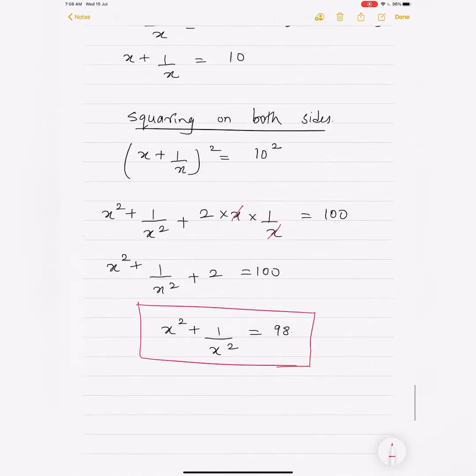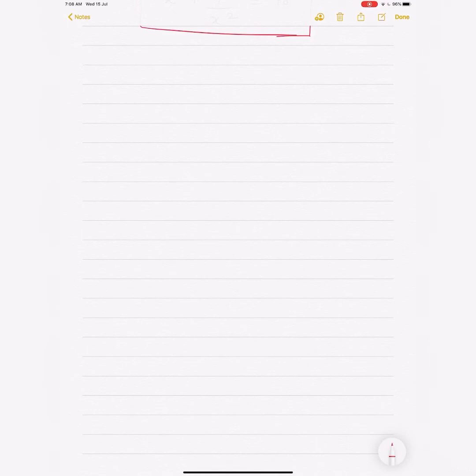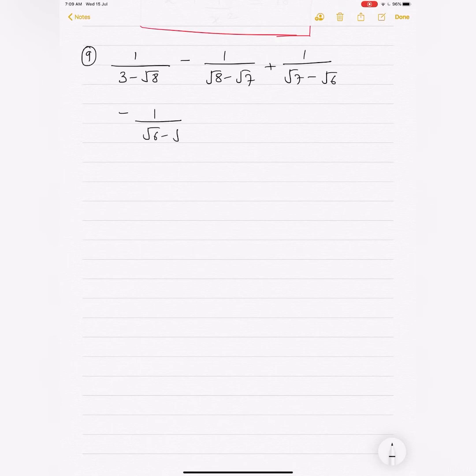Now sum number 8 is over. So now sum number 9. Guys, in sum number 9, look, you are asked to show that 1 upon 3 minus root 8 minus 1 upon root 8 minus root 7 plus 1 upon root 7 minus root 6, long sum, minus 1 upon root 6 minus root 5 plus 1 upon root 5 minus 2.